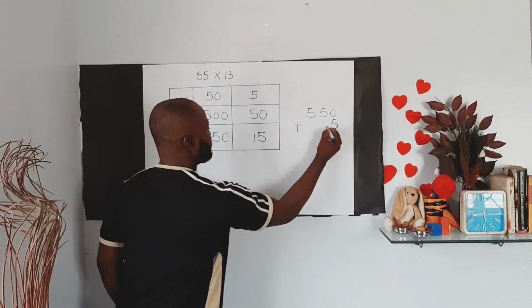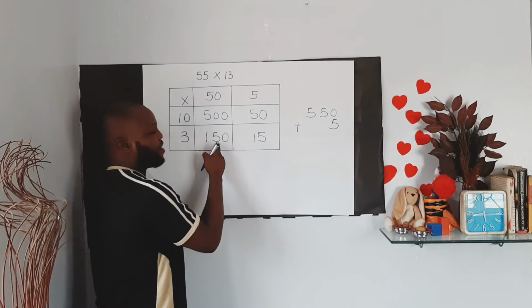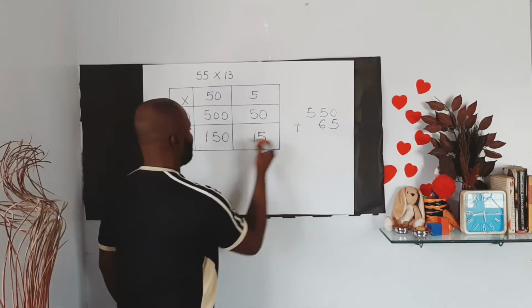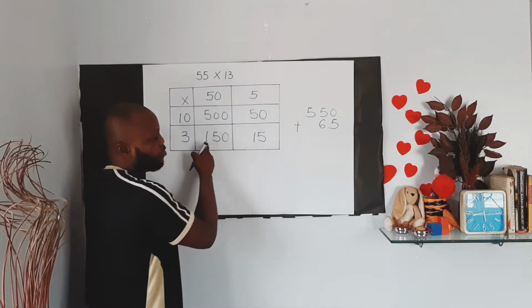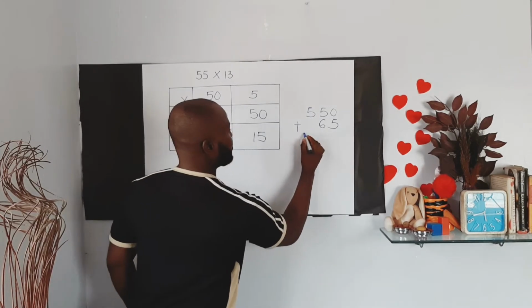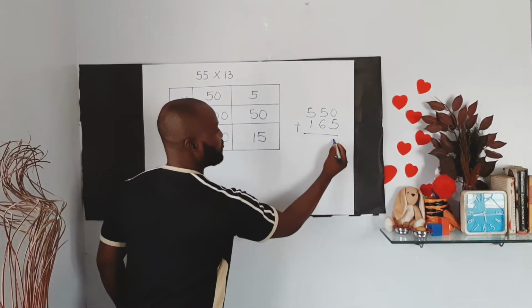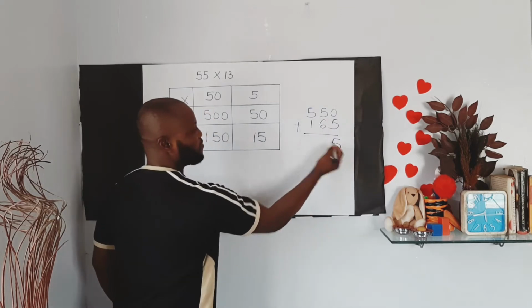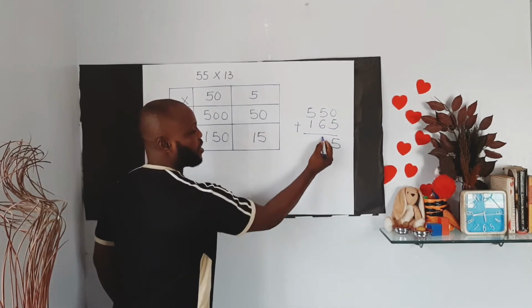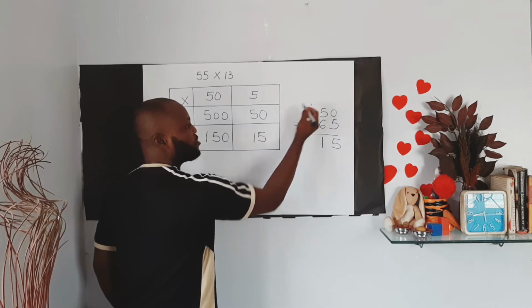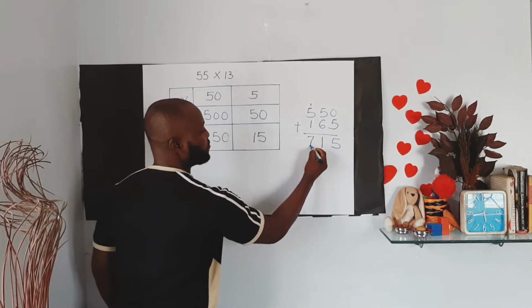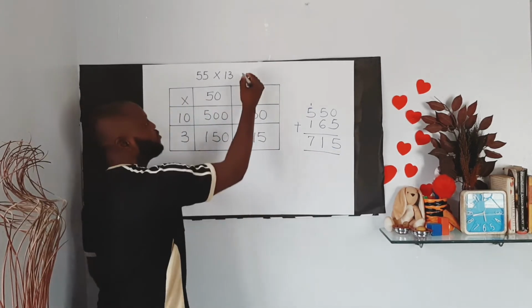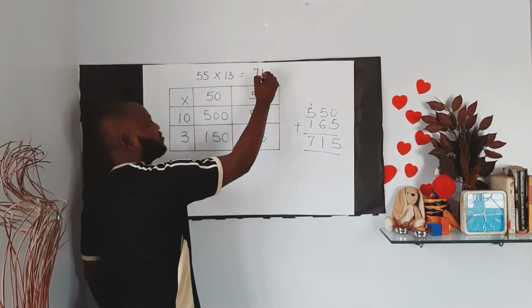is 5. 1 in the tens place plus 5 tens will give me 6 tens. Then I have 1 here in the hundreds place. So at this point, in the ones place, I have 5, because 0 plus 5 is 5. 5 plus 6 is 11. I have 1. I'll carry 1 to the hundreds place. 1 plus 5 is 6. 6 plus 1 is 7. So my answer is 715.